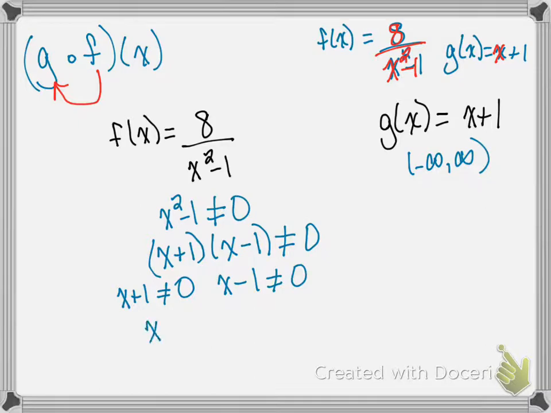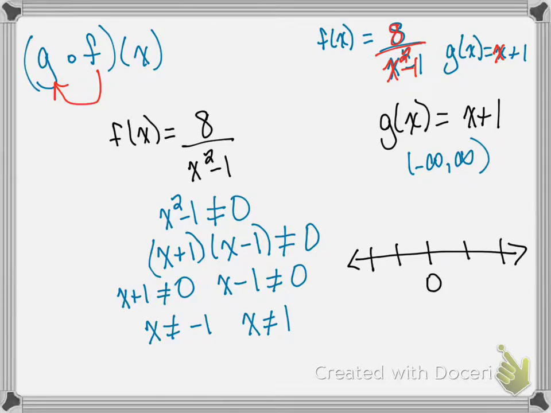Okay, so I have x cannot be negative 1 and x cannot be 1. Now we are going to look at a number line so that we can make sure we get this correct. X cannot be negative 1, so I'm going to put a circle there because my answer cannot be negative 1. I can't have positive 1 either, so I'm putting a circle there. X can be anything except where those two circles are.